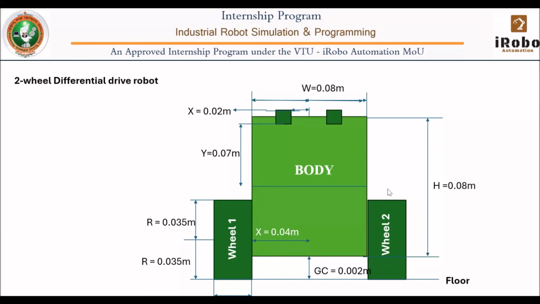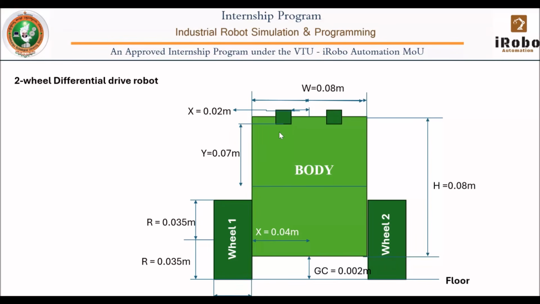That is one important point. Okay, that is the body dimensions. And then wheel dimensions, wheel radius is 0.035 meters. Okay, that is the radius of the wheel. And the robot body should not touch the floor. There should be some ground clearance. That ground clearance is 0.002 meters. Okay, you can say around that. And wheel thickness is 0.02 meters.